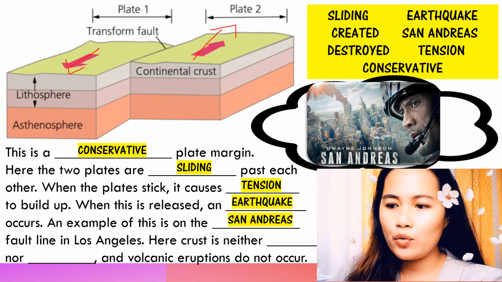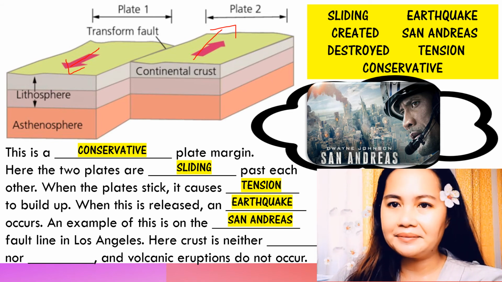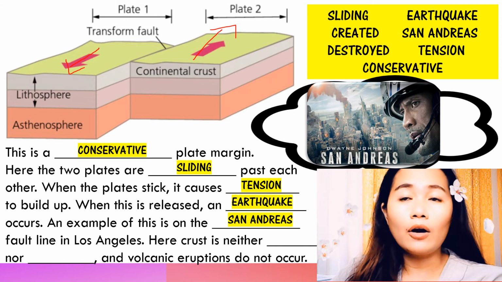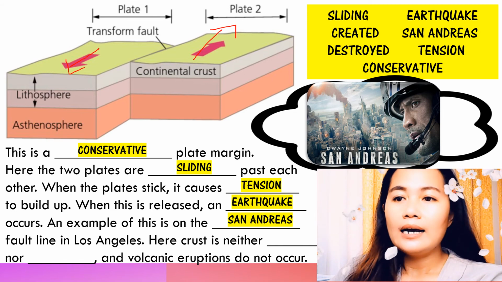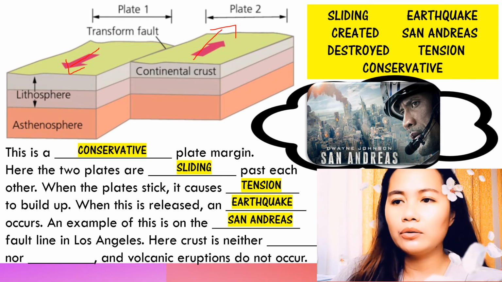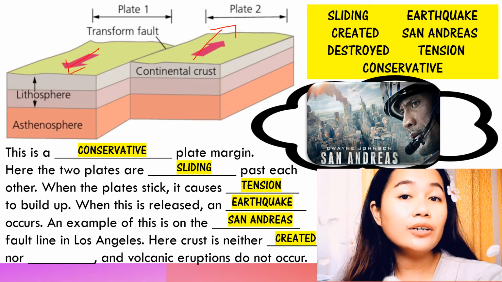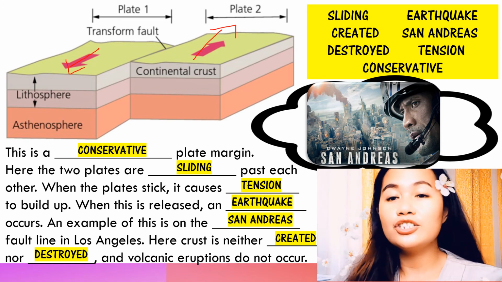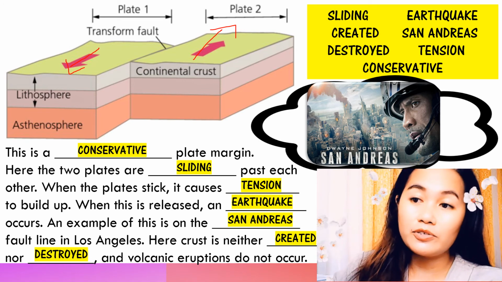Ano siya? Si Dwayne Johnson or The Rock ang nagadana. Here, in a conservative plate boundary, crust is neither blank nor blank, and volcanic eruptions do not occur. Crust is neither created nor destroyed, and volcanic eruptions do not occur.